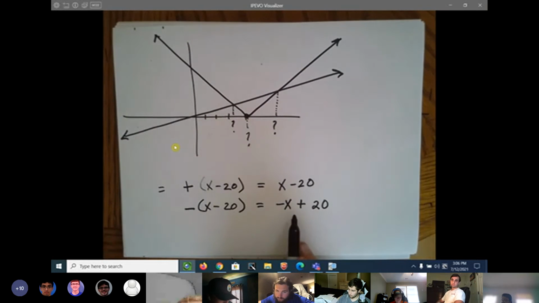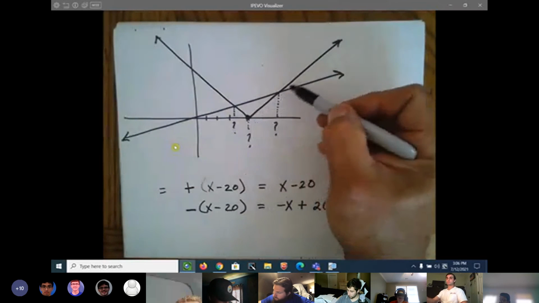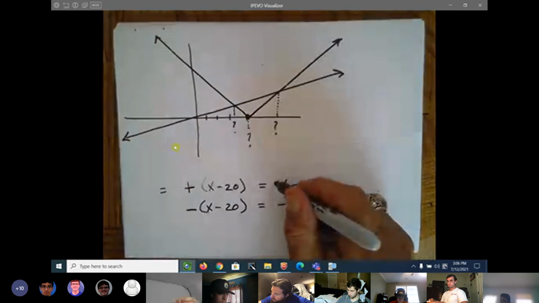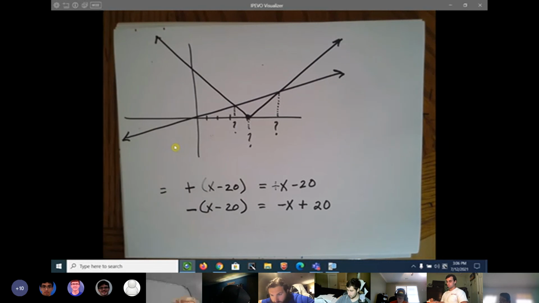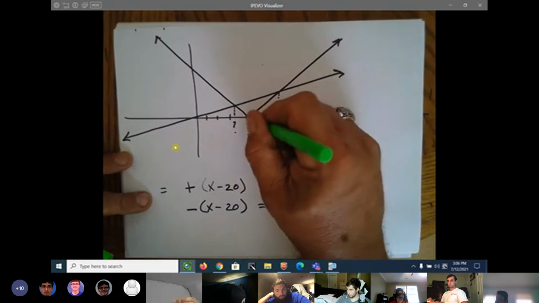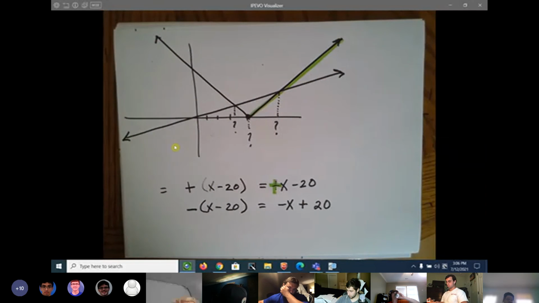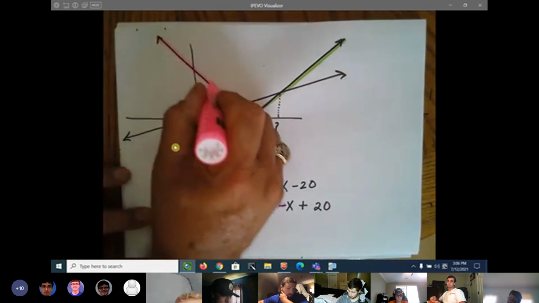So there's your two lines. Here's the negative x plus 20, and here is positive x minus 20. Because this is your positive slope, and this is your negative slope. So I'm going to take my green highlighter. And since this is positive, that's going to be that way. And since this is negative, that's going to be this way.